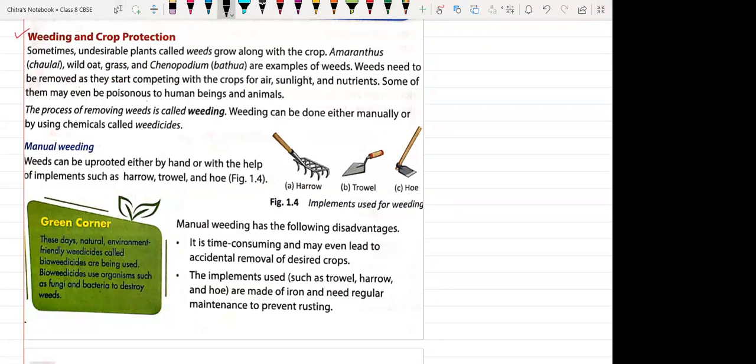So weeding, that means the weed. Weeds are nothing but unwanted plants that grow along with the crop. They are called weeds, right?